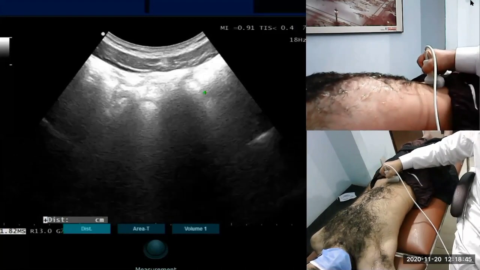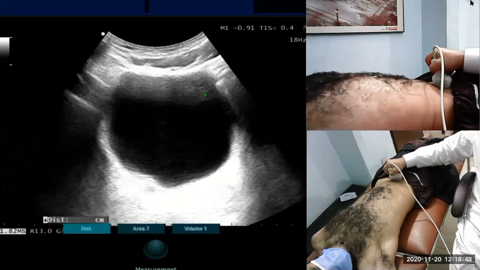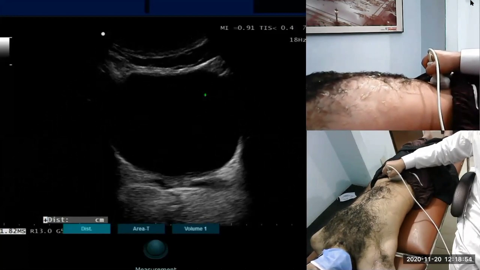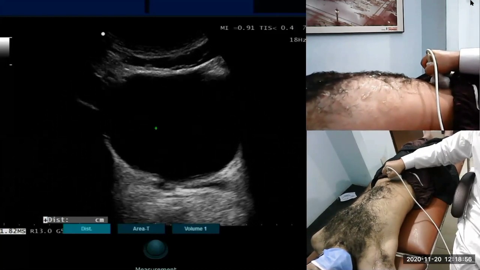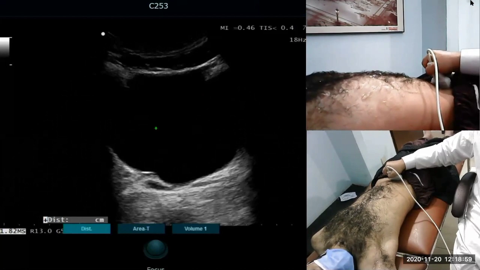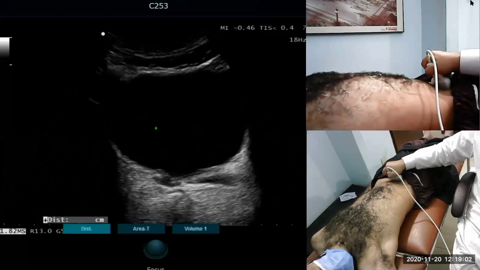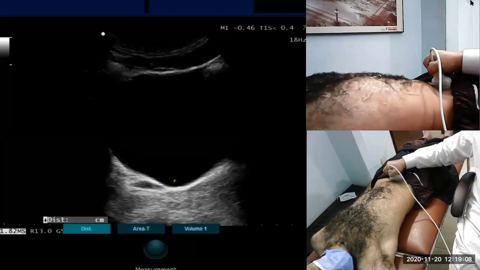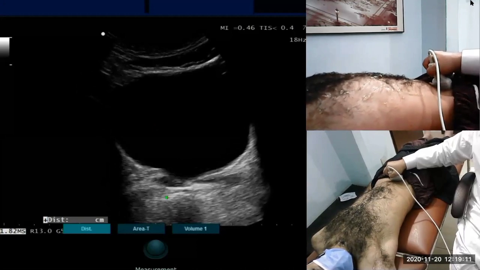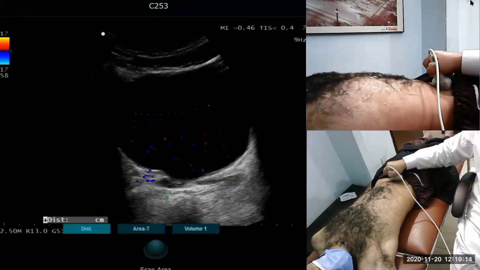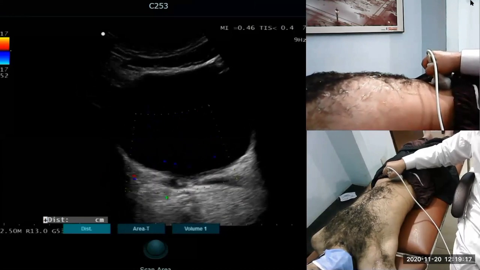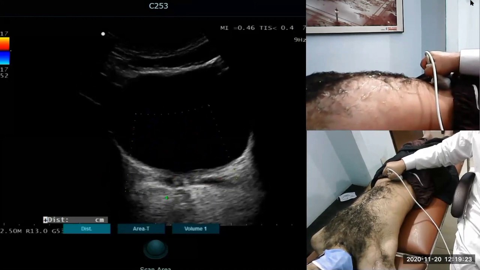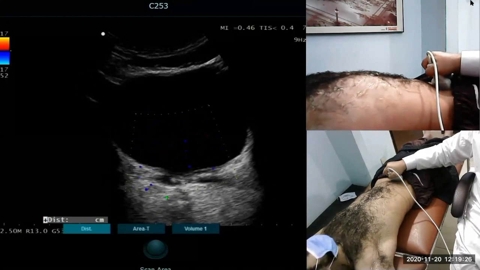And I'm going down after passing through the retroperitoneum, and I entered the bladder, where I can see the two ureteric orifices here and here, this one. I can put color here to see if a urinary jet comes out from any one of the ureteric orifices. I will be able to pick it up.